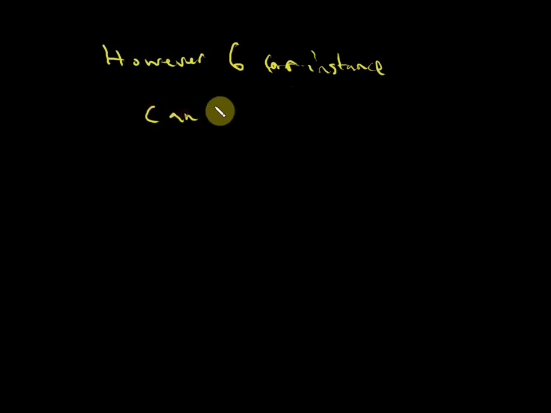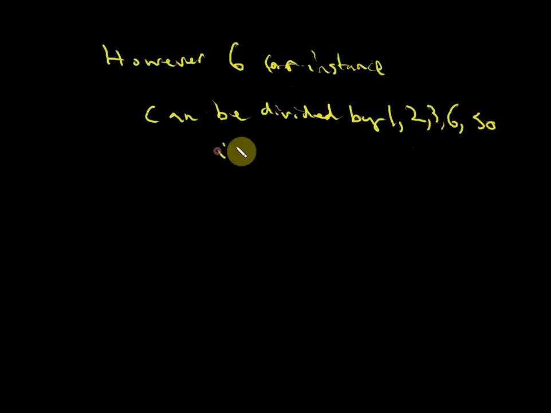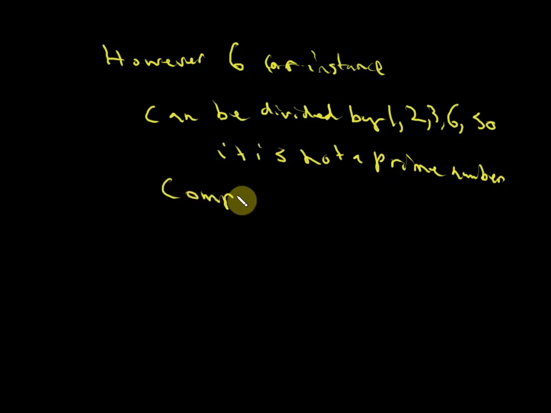However, 6, for instance, can be divided one, two, three, 6, so it is not a prime number. It's a composite number.